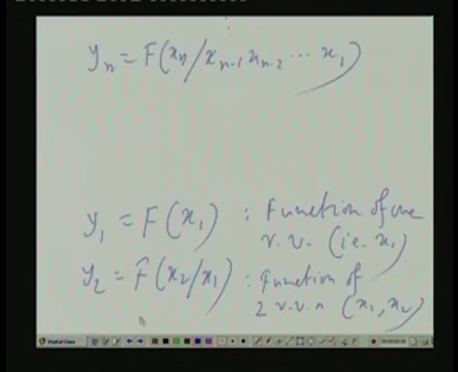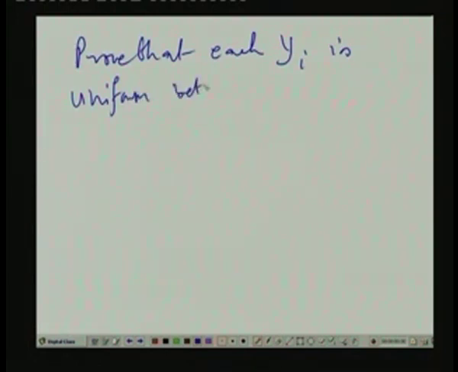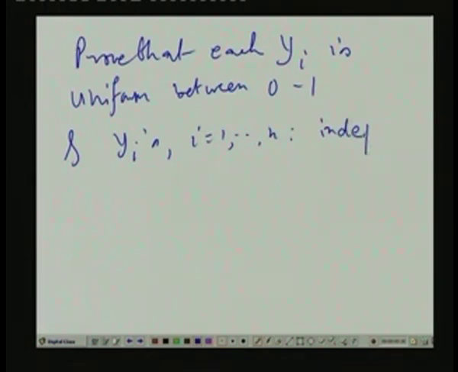Okay, that is, we will prove that each yi is uniformly distributed between 0 to 1 and the yi's, i equal to 1 to n, are independent. This is what we will prove.